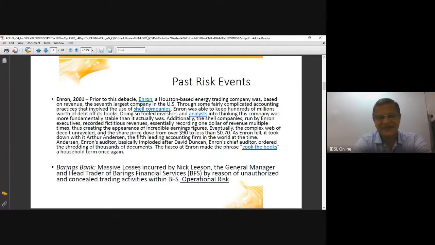Therefore, he was jailed later, and there was a book published on him. It's called Rogue Trader. And if you happen to read this, you can understand the story. So this is one of the two events which I could quote as past events of risk. One is from the banking sector, the other one is from the manufacturing or trading sector. So in future, we are talking only about the banking sector.